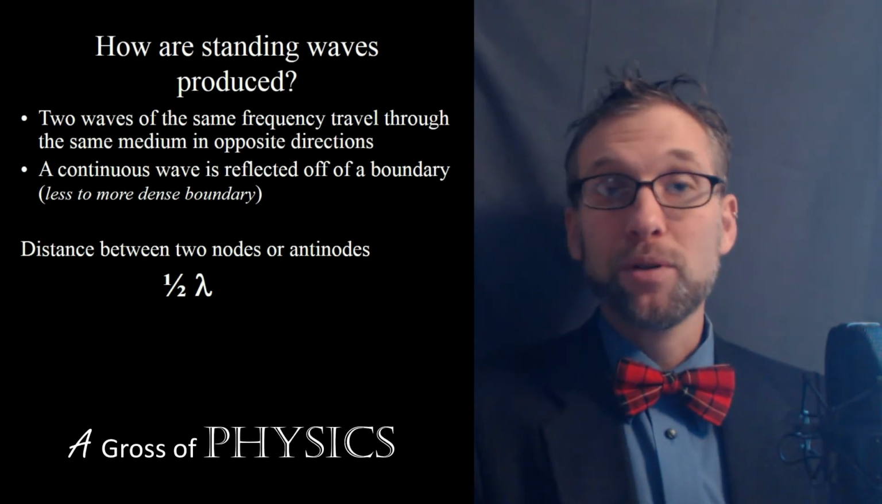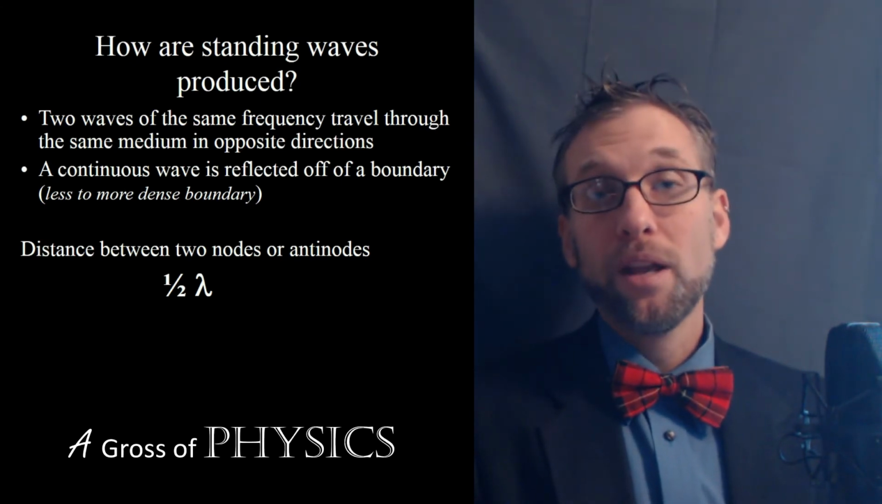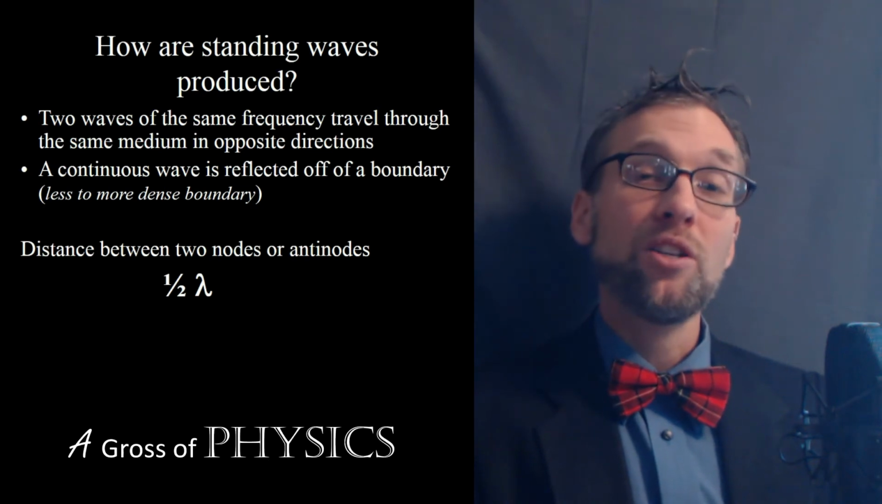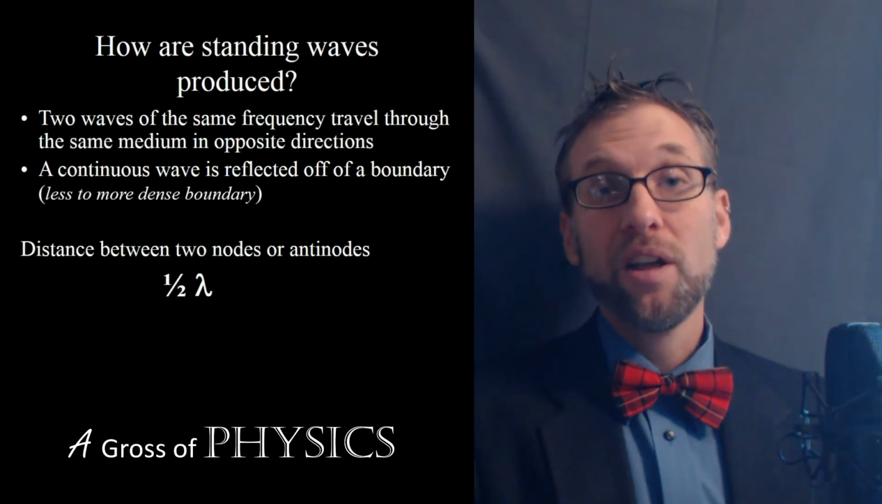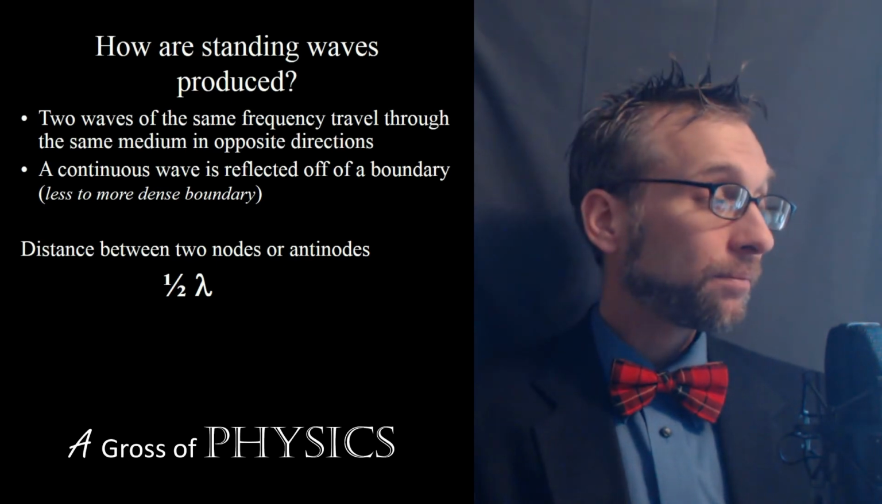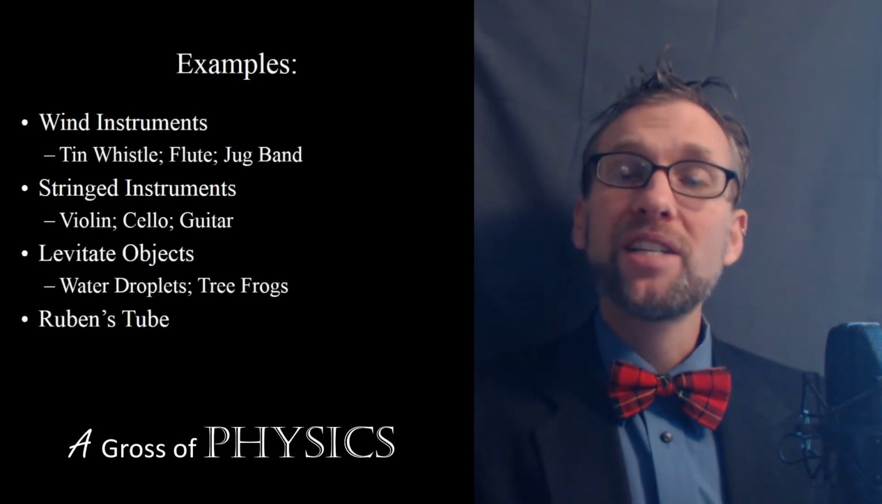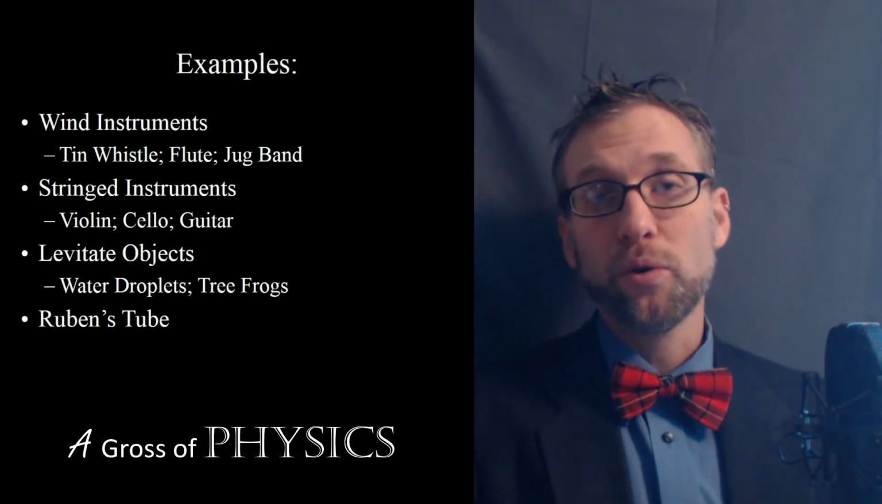Or you could take the width between two nodes and double that as well. But just remember that the distance between two nodes on a standing wave, or two antinodes on a standing wave, is a half a wavelength. Now, there are a number of examples of standing waves in the real world.